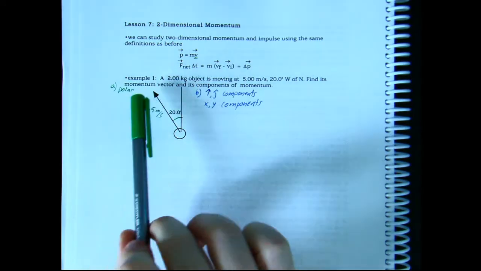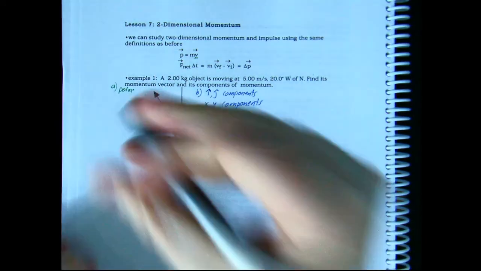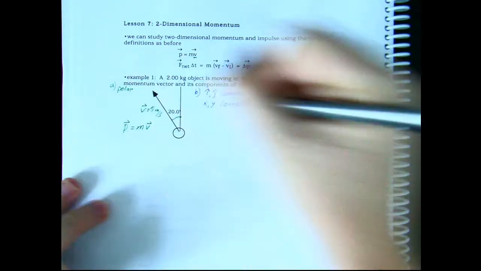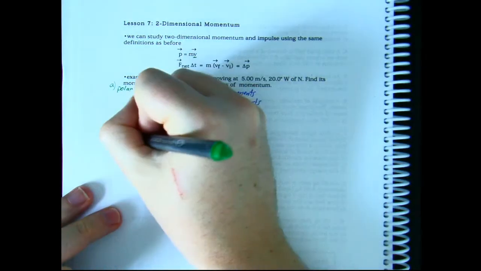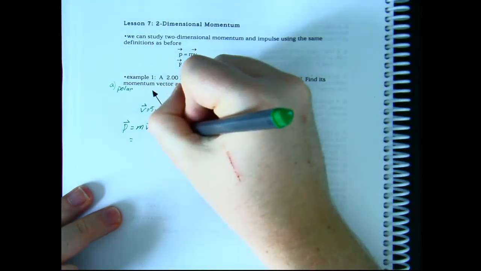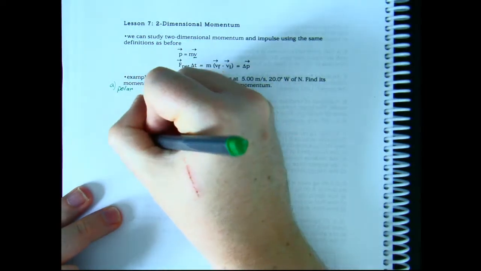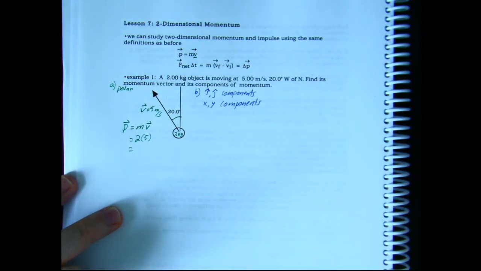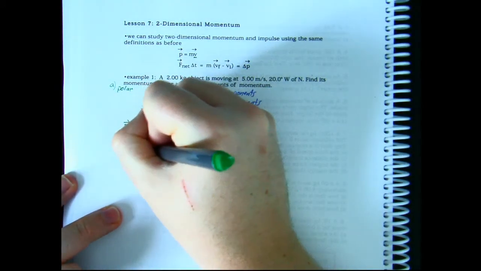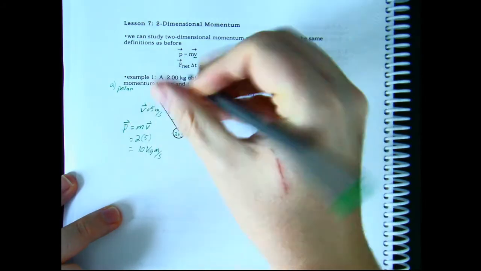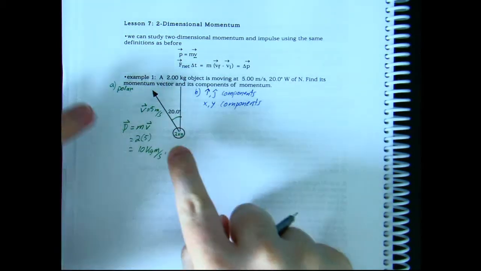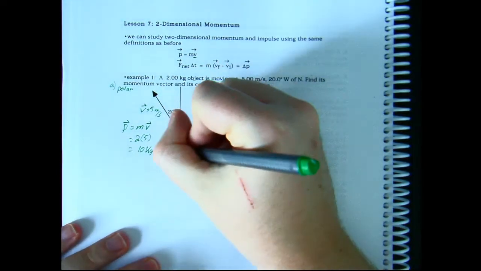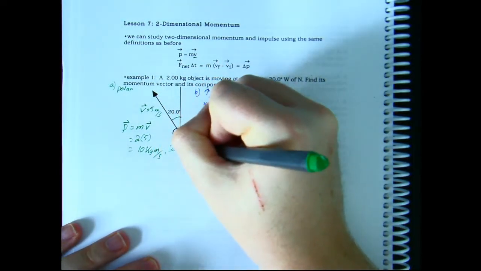The momentum vector is easy to find. Momentum p, our vector, is equal to our mass times our velocity. So our mass of our object, we're told, is 2 kilos. So it's going to be 2 kilograms times the 5 meters per second, which is going to give us a momentum vector of 10 kilogram meters per second, and the direction is the same. We're just multiplying this thing by a scalar, so it's making it longer. So this is going to be 20 degrees west of north.